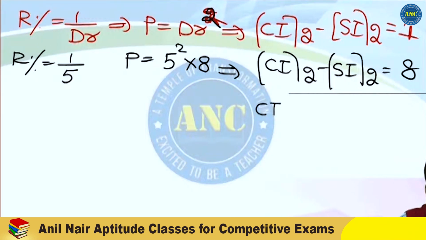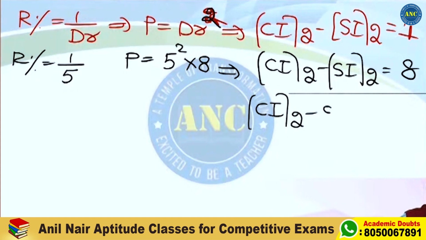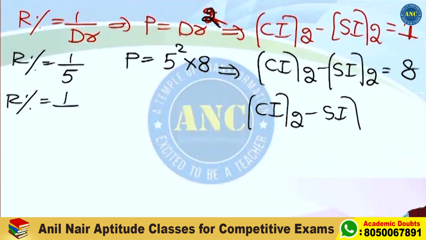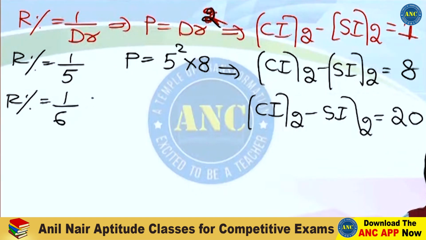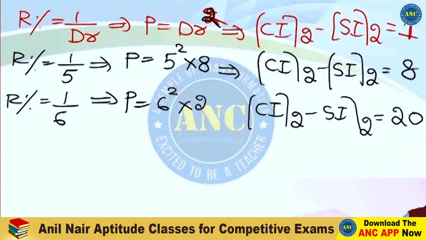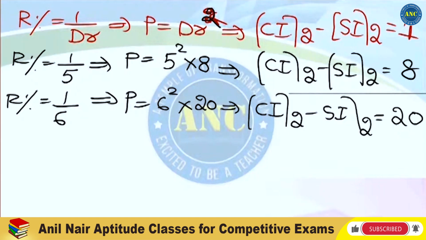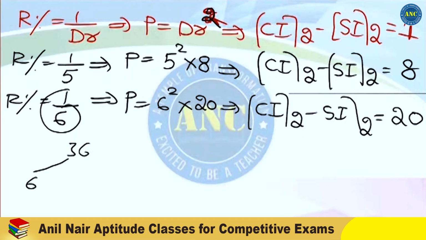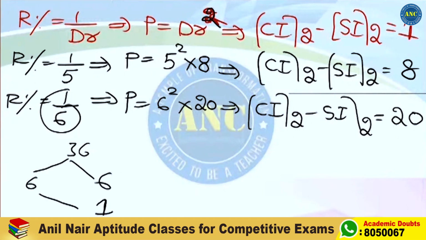CI for 2 years minus SI for 2 years: if R percentage is 1 by 6 and the difference is 20, what will be the answer? The answer is nothing but P is 6 square into 20. I hope it is clear. You don't need to do it the long way like 1 by 6 is 36, 6, and change is 1.